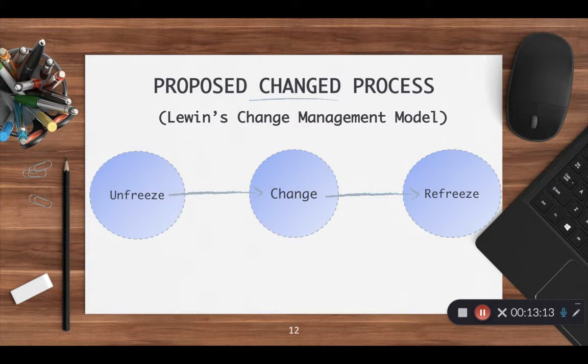And so the third stage of this model is the refreezing stage. This is the acceptance of change. With this, there needs to be ongoing education about the ADHD disorder and the classroom interventions that are going to be implemented for the school year. This would be done through professional development and trainings.